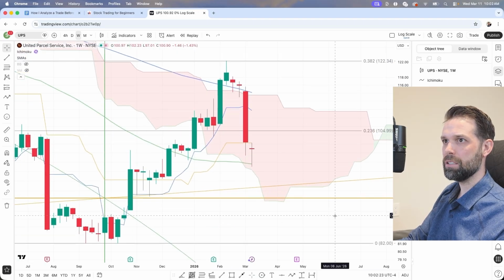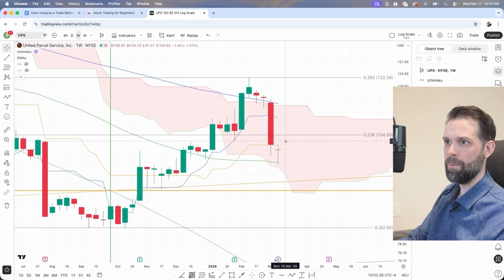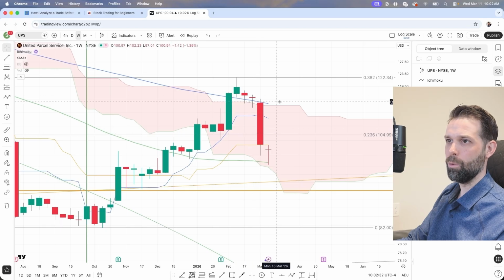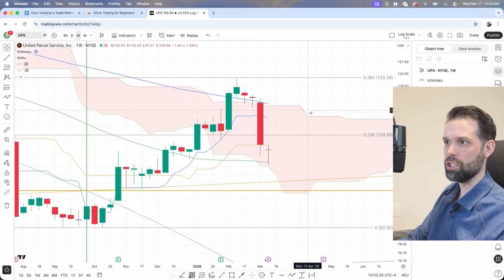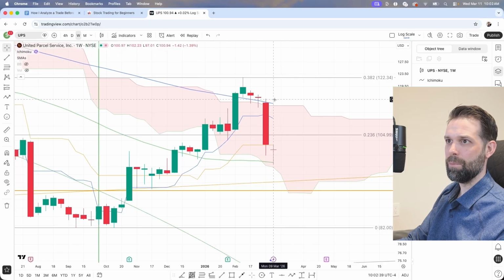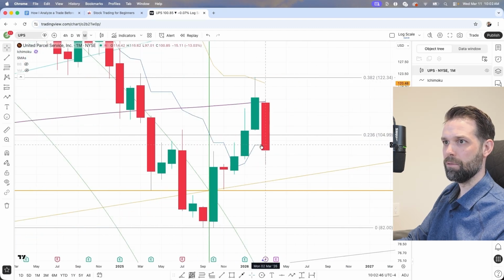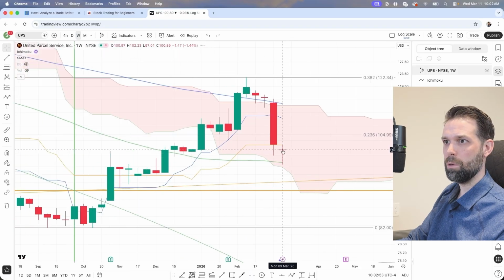So taking this checklist, looking for an entry, certainly, personally, I wouldn't be looking at entering here. I would rather UPS get back above the weekly cloud, back above some of these moving averages, and potentially these fibs, and really mark this cloud as support. And on a monthly as well, we really want to get back above the conversion line in order to indicate that the trend is going to continue. So certainly wouldn't be a buy for me, something you might want to watch in the future.